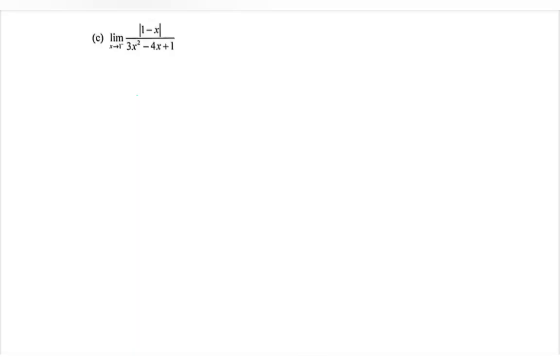Kindly refer to part C: the limit as x approaches 1 from the left, for the function modulus of (1 minus x) over (3x squared minus 4x plus 1). First of all, define the absolute value. We have modulus of 1 minus x. Based on the definition, we have 1 minus x, and negative (1 minus x), with the domain x less than or equal to 1, and x greater than 1. So that is the definition.